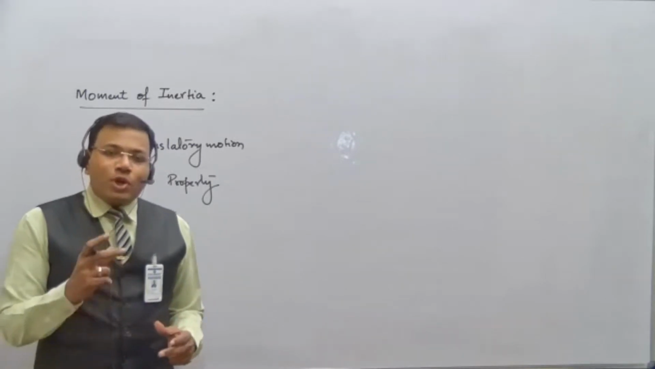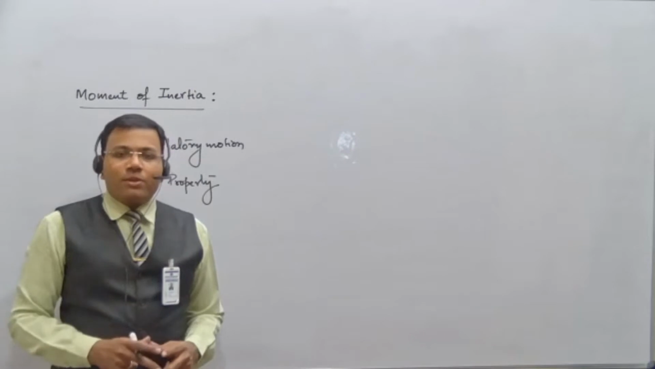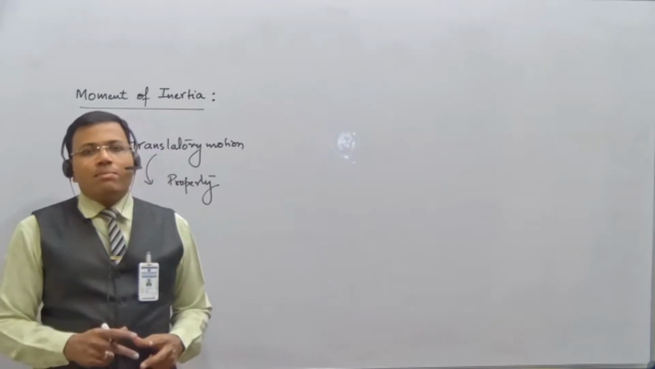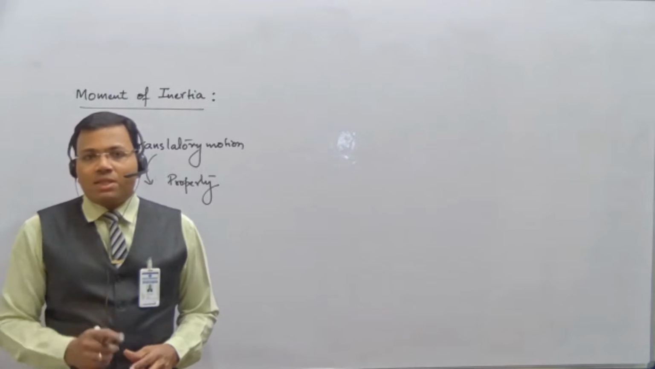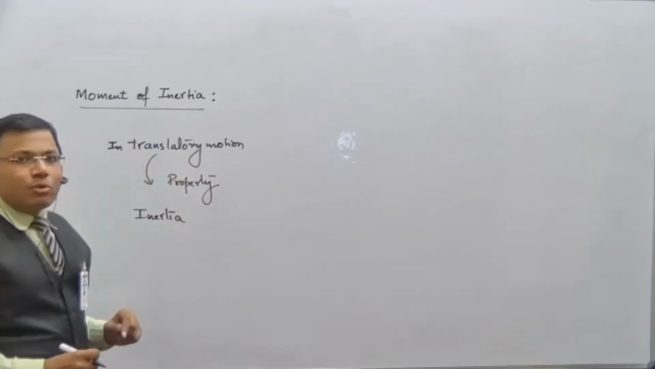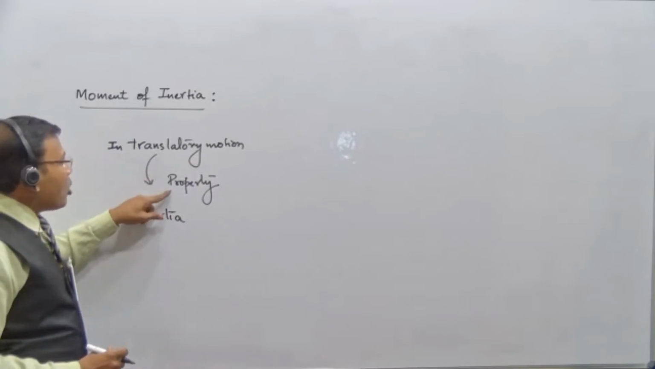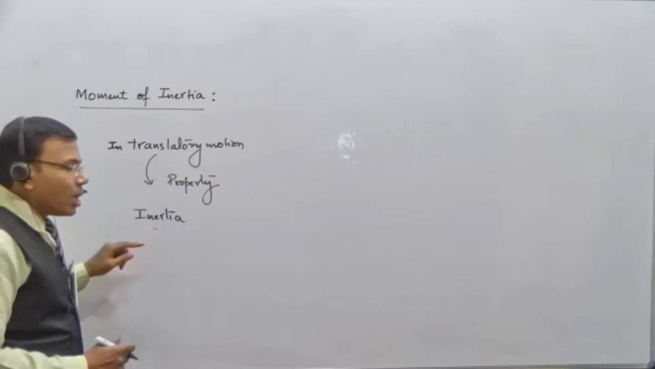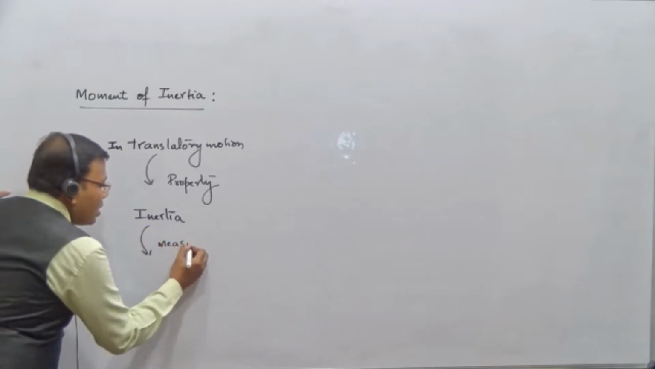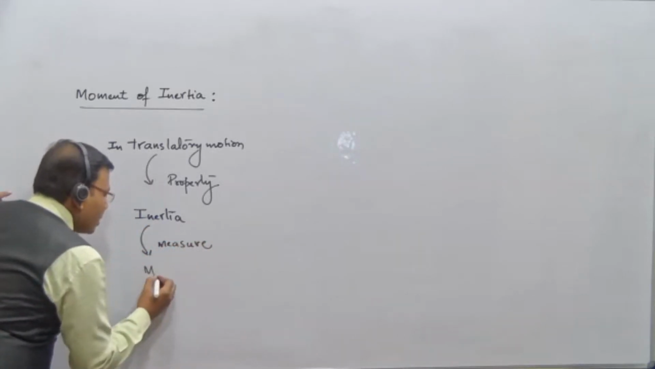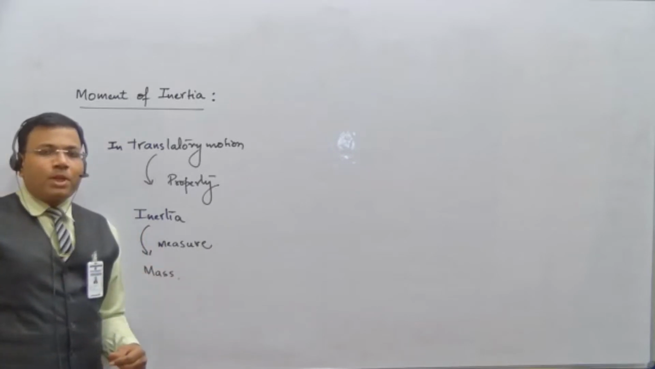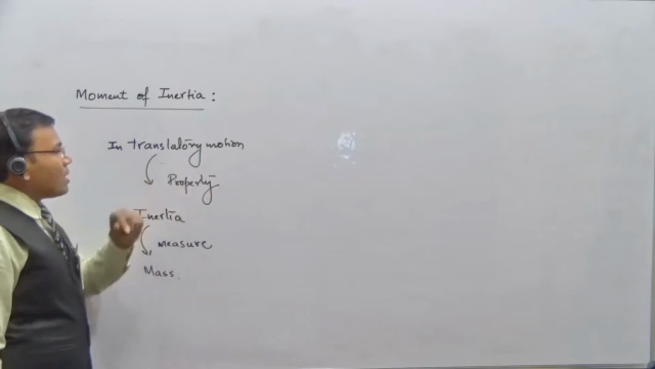And you have already studied inertia in your lower classes. What is the measure of inertia? Mass is the measure of inertia, but only when we are speaking about translatory motion. So in translatory motion there is a property, beta, which we call inertia. If I look at its measure, we write mass. Now this is about translatory motion.